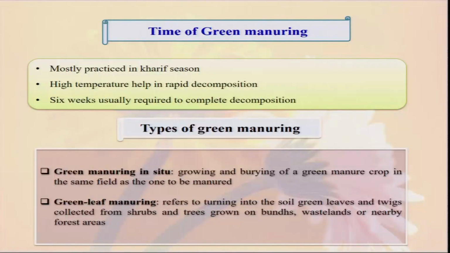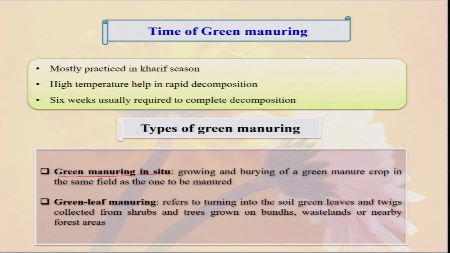Otherwise, at the expense of the yield of some very important crop, no one will be interested in growing these green manure crops only for soil fertility enhancement, particularly very poor farmers of India. And the types of green manuring are in situ green manuring and green leaf manuring.